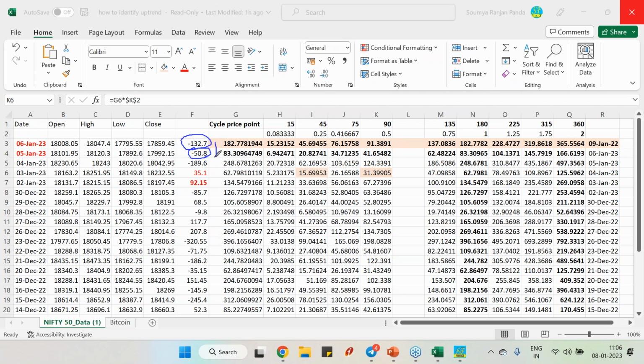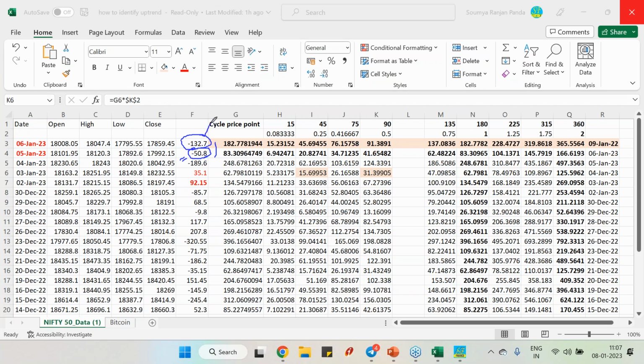These 2 days are important for me. So based on the 5th, my study will start from the 5th. Based on the 5th, the minor cycle price point is still 41 range, then 61 to 166 is the major cycle range.